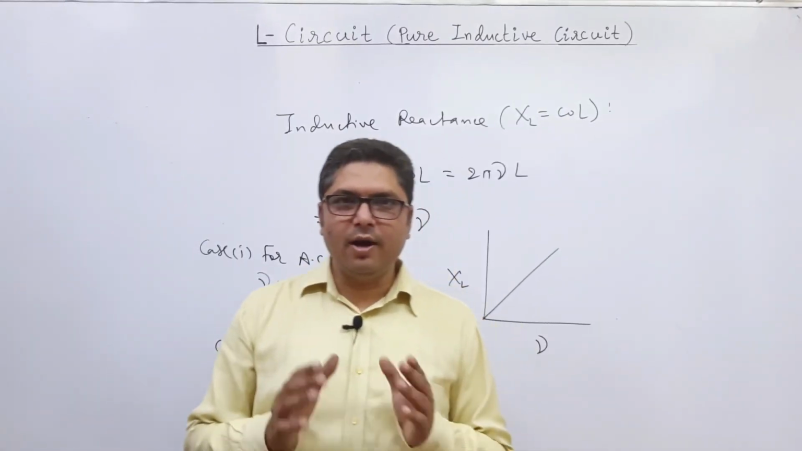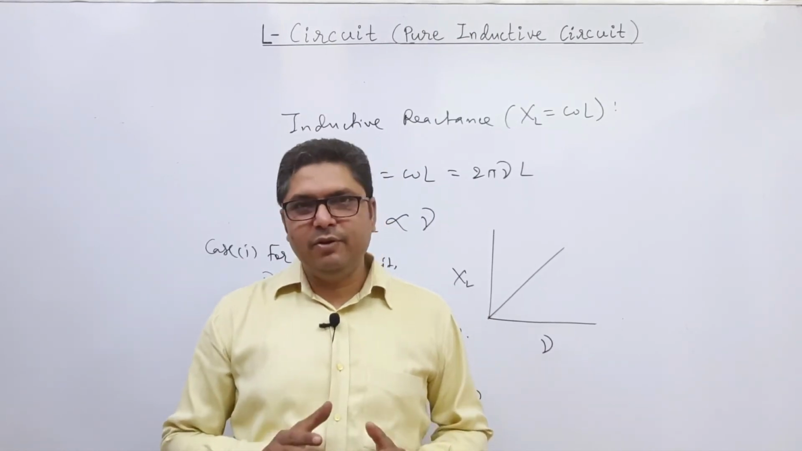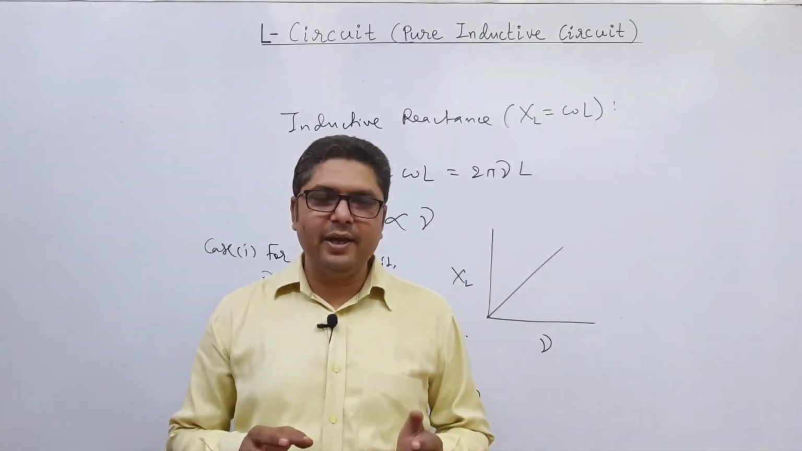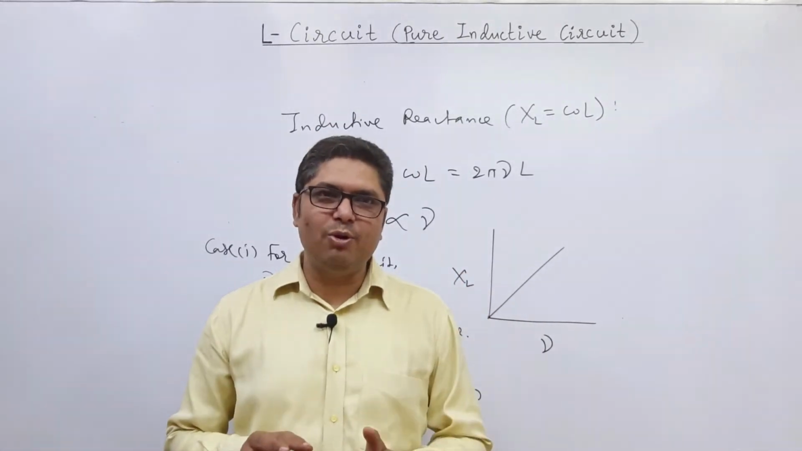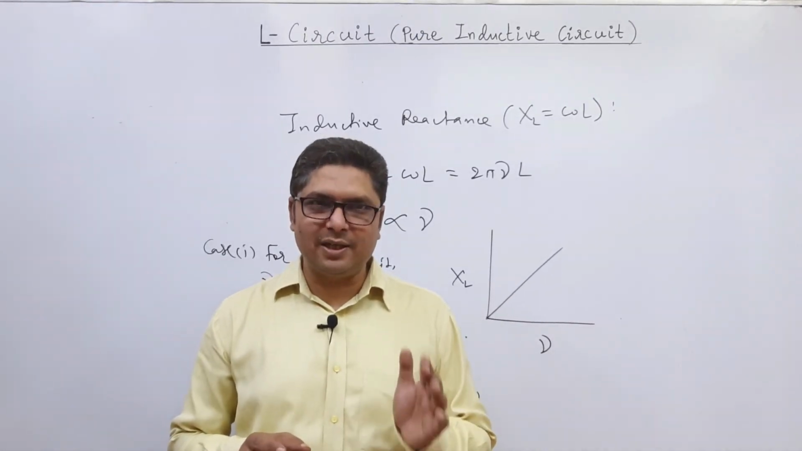Thus, students, you have learned about the L circuit. Now in my next video, you will see the C circuit. What is the C circuit? When alternating current is applied to a capacitor only, it is said to be a C circuit or pure capacitance circuit. Okay, thank you.